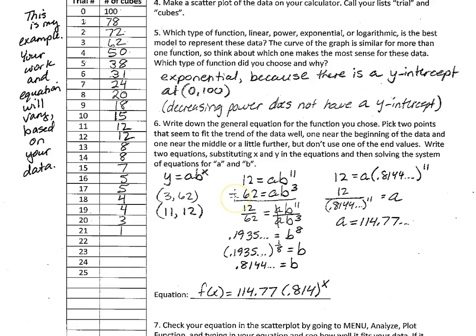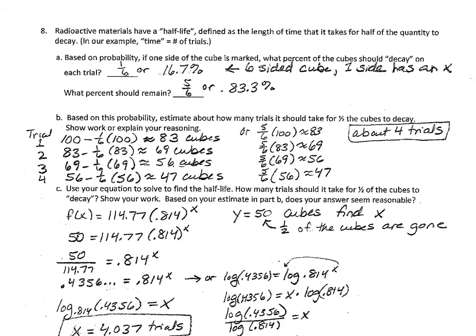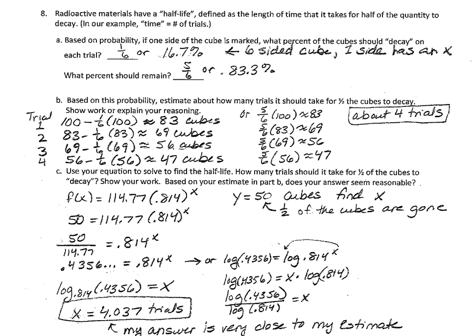Okay, now problem number 8 was pretty challenging, so let's take a look at it. Problem number 8 was asking you to look at the theory behind radioactive decay and then compare that to your equation and what you got. So because our cubes have 6 sides and one side was marked, we would expect on average about 1/6 of them to decay or be taken away each trial. And that's about 16.7%, which means the percent that would remain is about 83.3%.